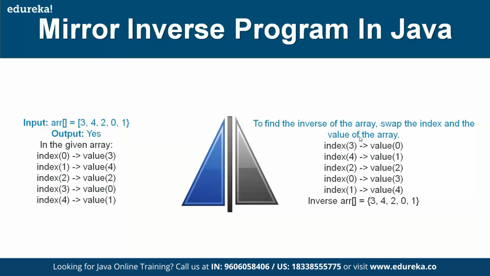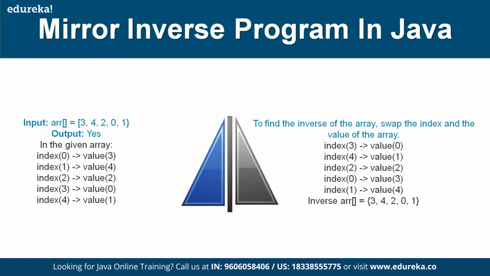So how can you do the mirror inverse of an array? Very simple. You take each element, 0, 1, 2, 3, 4, from 0 to length of the array minus 1, that is, i less than arr.length. Then you compare only one thing: the index with the value. If arr of i, arr of 0, is not equal to the value, then we can say that it's not correct.